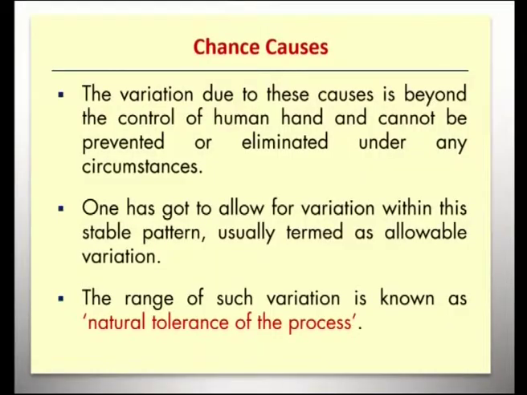So, we have to keep the chance causes in control so that it does not affect the quality of the end product. One has got to allow for variation within this stable pattern, usually termed as allowable variation. The range of such variation is always called the natural tolerance of the process. That is, we have to tolerate these causes because they cannot be eliminated, and go along with the quality so that the end product is not much affected.